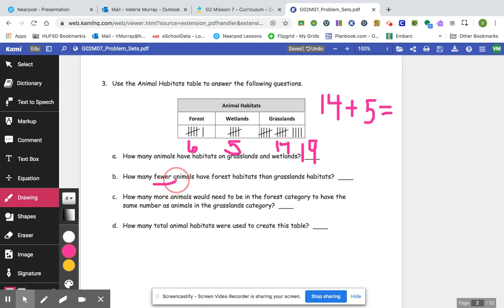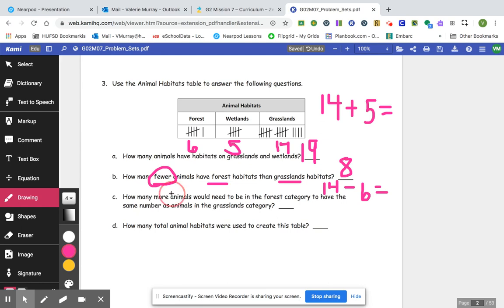How many fewer animals have forest habitats than grasslands? So I'm going to take 14, and now fewer means I'm going to subtract, minus the forest, which is 6. What's 14 minus 6? I'll give you a second. Let's count backwards. 13, 12, 11, 10, 9, 8. Great job. So make sure you're really reading the word problem to answer the question.